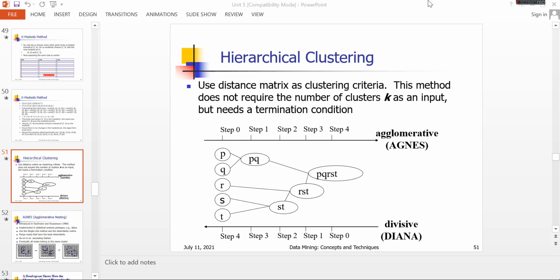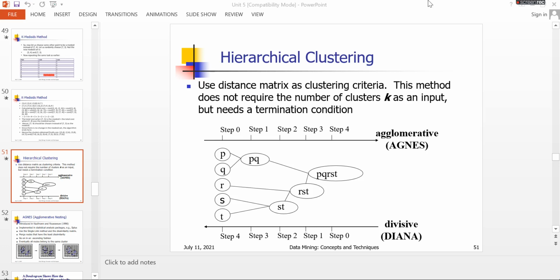Next, the divisive method. From the agglomerative method you got the final output PQRST. From that PQRST cluster, the divisive method will start, with PQRST at the 0th step. Then PQRST can be divided into two parts, PQ and RST. Next, RST can be divided into R and ST. Again, ST can be divided into S and T. Next, PQ can be divided into P and Q. That is the divisive method.